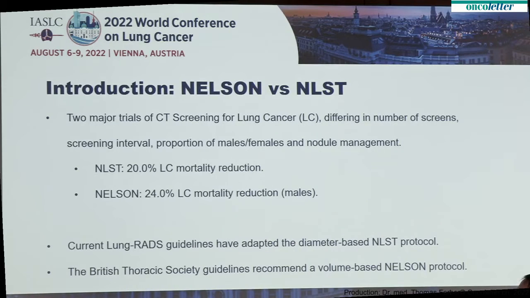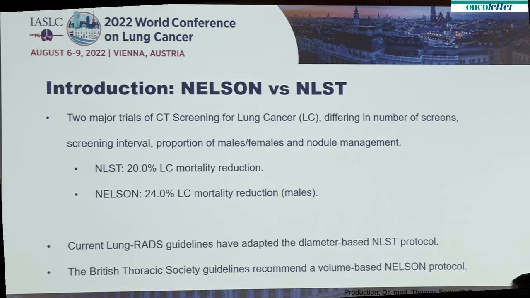There have been two major trials of CT screening for lung cancer that were powered to demonstrate a mortality reduction specific to lung cancer. There have been others, of course, but these were large enough to demonstrate this difference. Both trials employed CT screening, but they also had particular differences. Namely, of course, the NLST was larger. It was in a US population. The Nelson trial was in a Dutch-Belgian population.